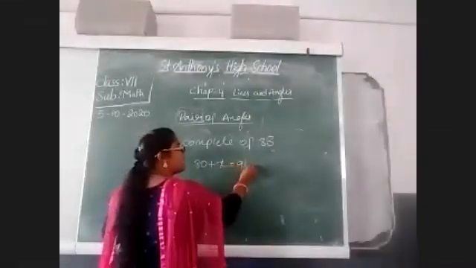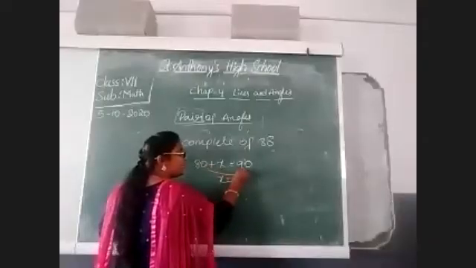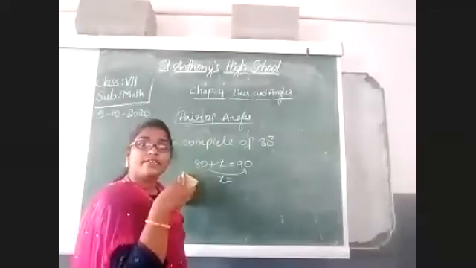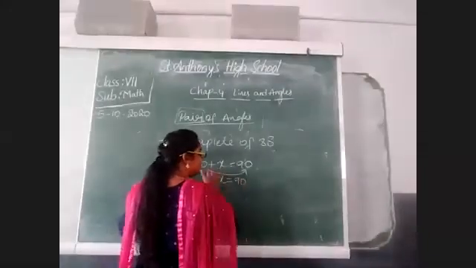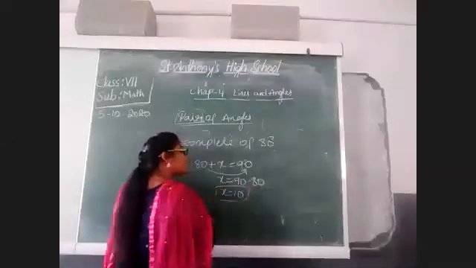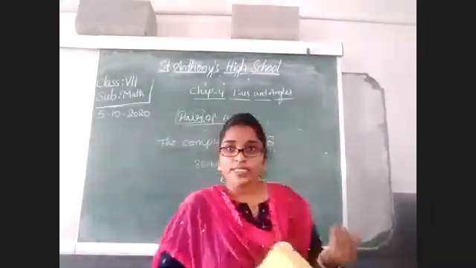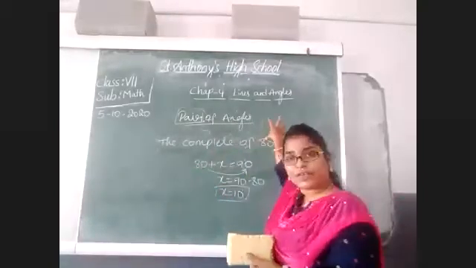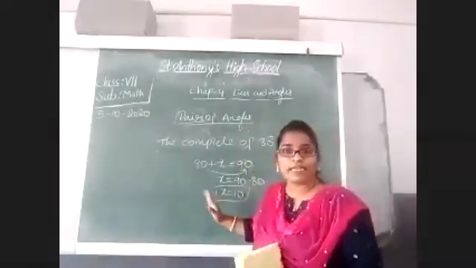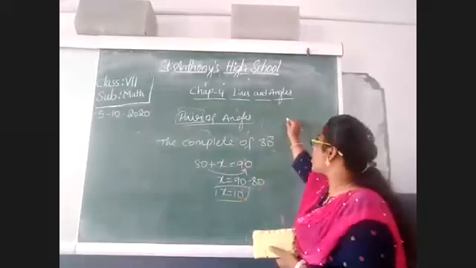So 80 plus x equals 90. What is the measurement of x now? We transpose 80. We already discussed this in simplification, right? When we transpose 80, it becomes subtraction. So x equals 90 minus 80, x equals 10. So what is the complement of 80? It is nothing but 10. In a simple way, we can also say that whatever number we add to the given number to get 90, that we call the complement. For 80, if we add 10, then we will get 90. Clear?